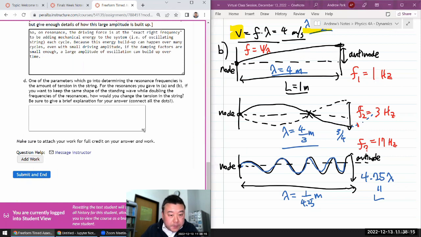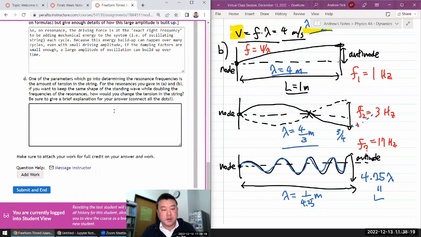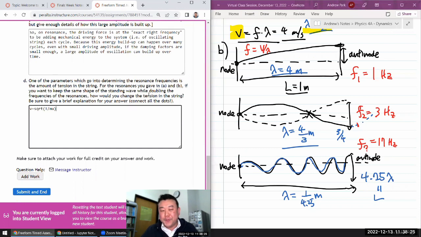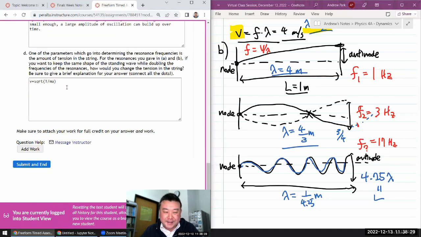Okay, well, one of the parameters is the amount of tension. So v is equal to the square root of T over mu. That's one of the formulas that's nice to have memorized. I think that's going to be related because they mentioned the tension. T here is the tension. If you want to keep the same shape of the standing waves while doubling the frequencies of resonances, how would you change the tension in the string?